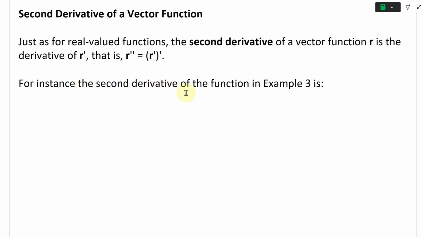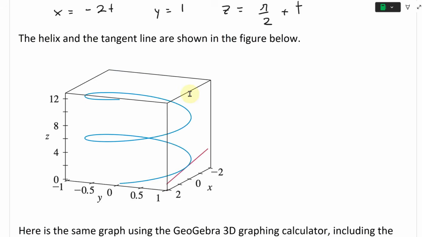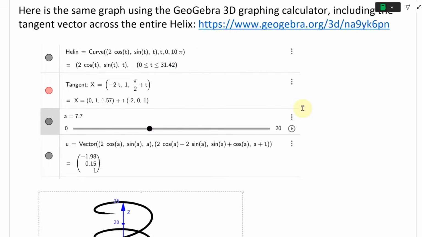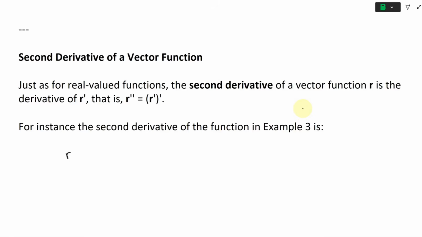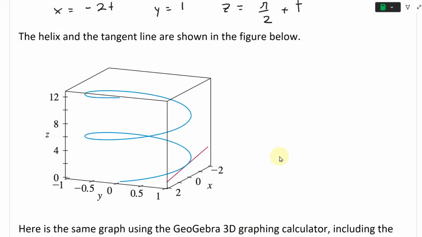For instance, the second derivative of the function in example 3: if we recall the derivative of example 3, that's this right here. So r prime of t is equal to negative 2 sine t, cosine t, and then 1. I quickly double-checked: negative 2 sine t, cosine t, and 1. Yeah, so that's what we have.